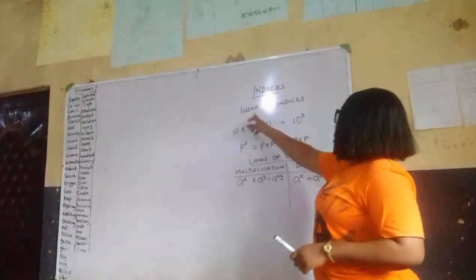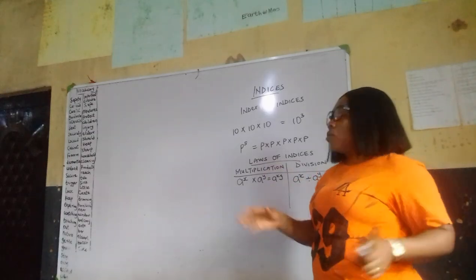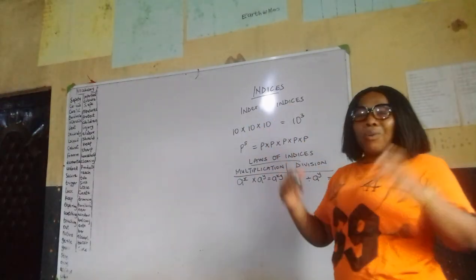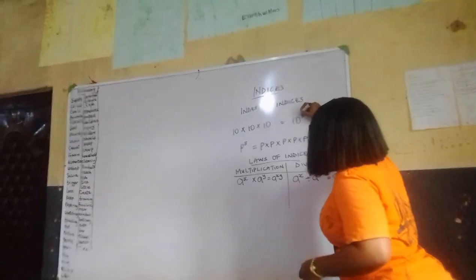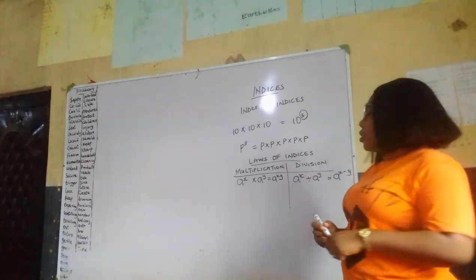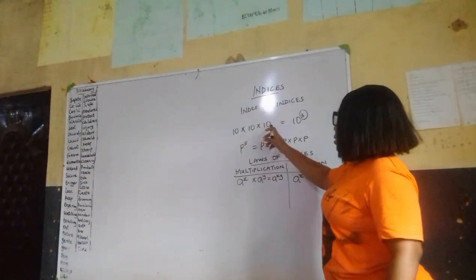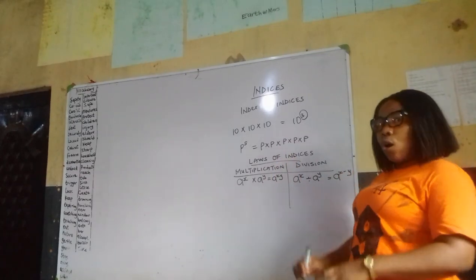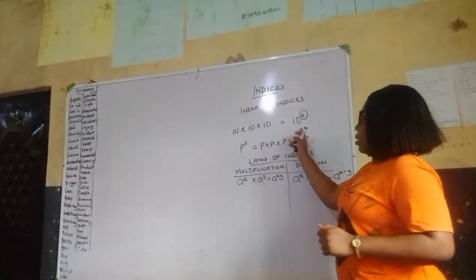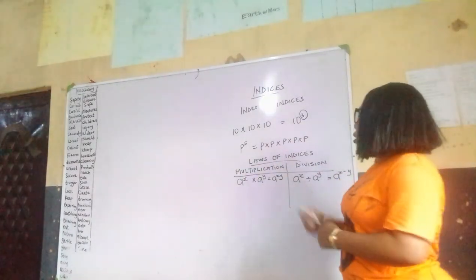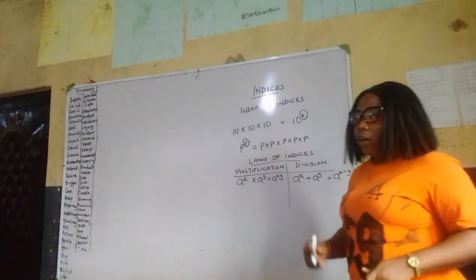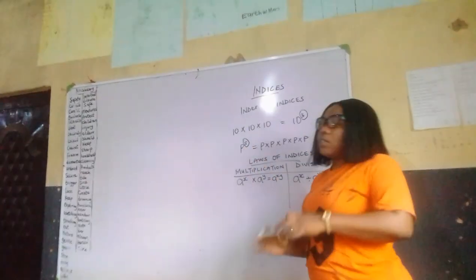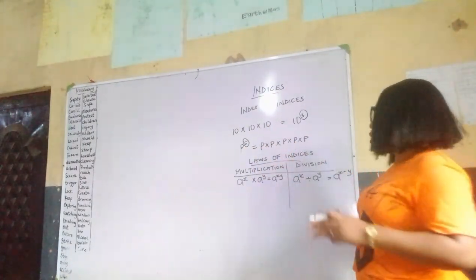Now look at these two words, index and indices. This is just a simple singular and plural. And what is an index? It's the power of a number. Look at this number now. 10 times 10 times 10 is 10 raised to the power 3. 3 is the index or power of this 10. Look at p raised to the power 5. 5 is the power or index of p. It means there are 5 p's multiplying each other.